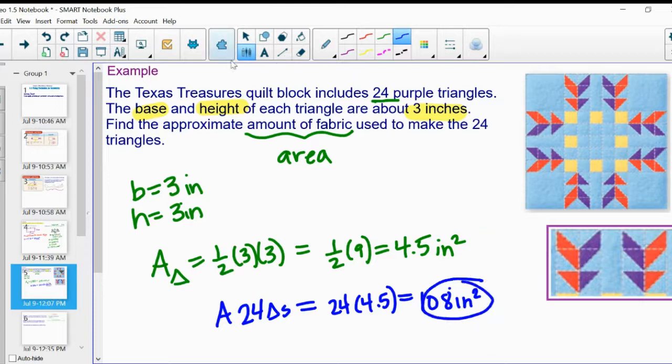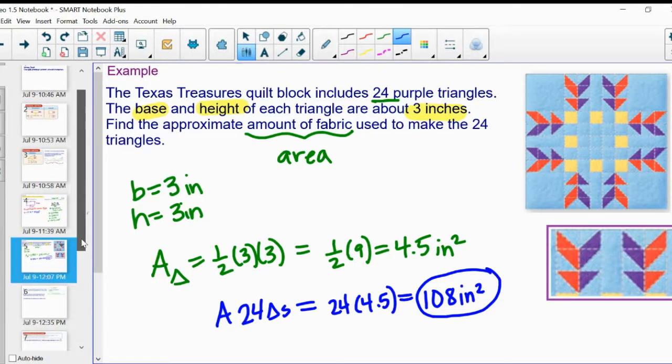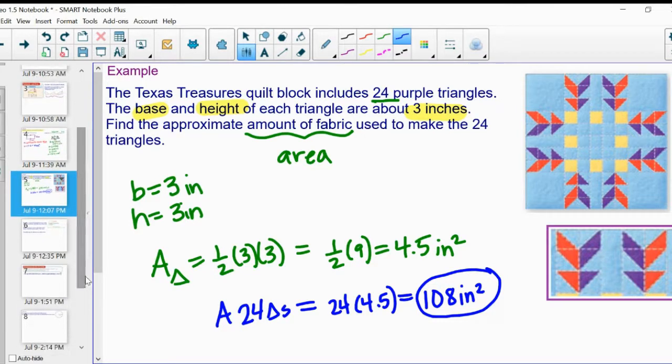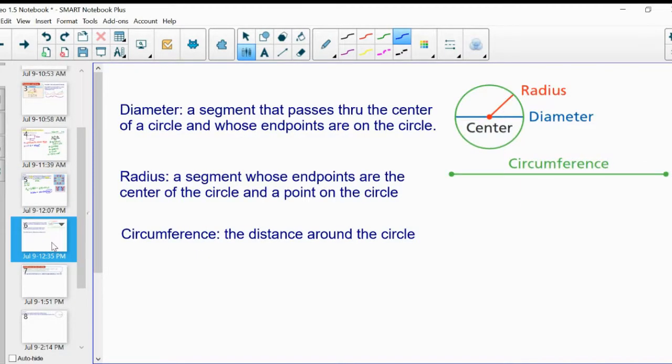So that's how much purple fabric you would need: 108 square inches. Now, I don't know much about quilting and fabric, but I do know it's typically sold in square yards. So if you're making that quilt, you might now have to convert that to square yards, but we'll save that for another day.